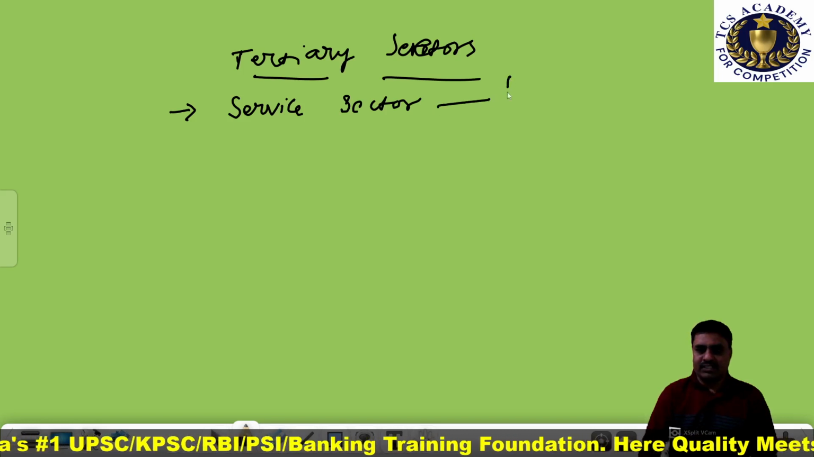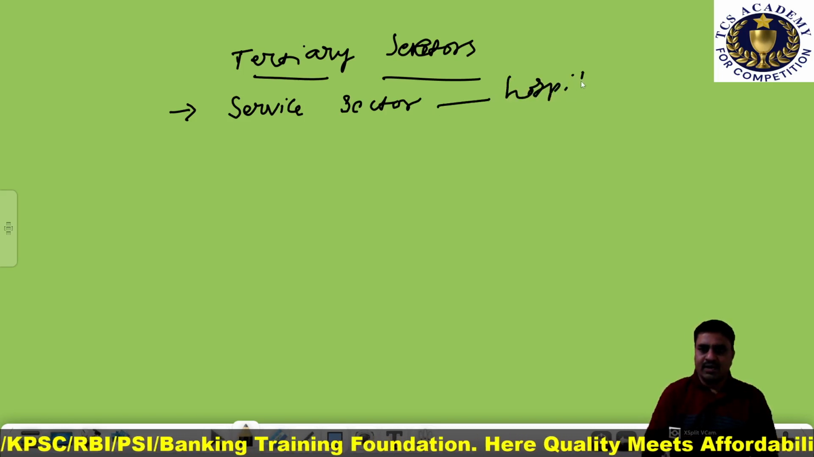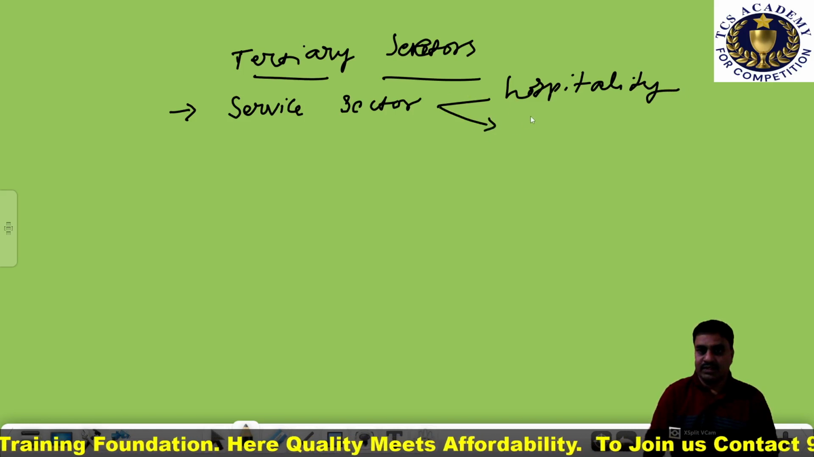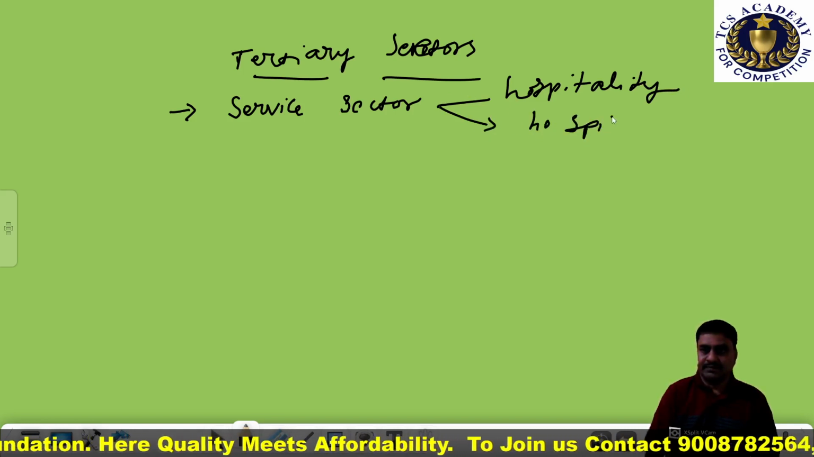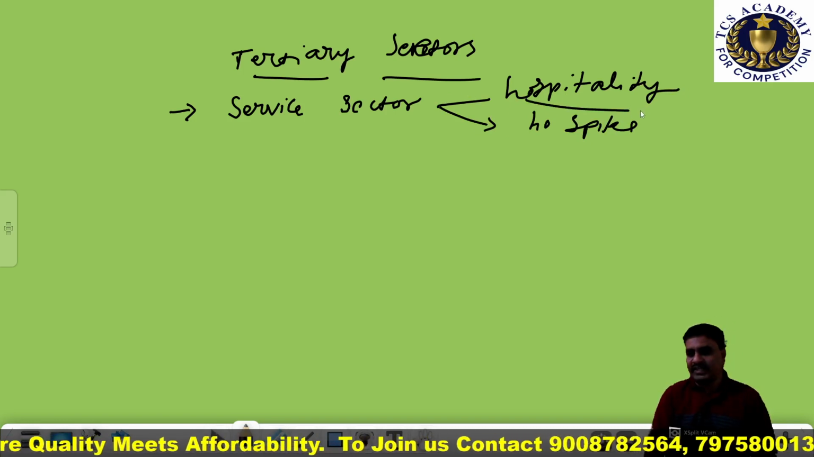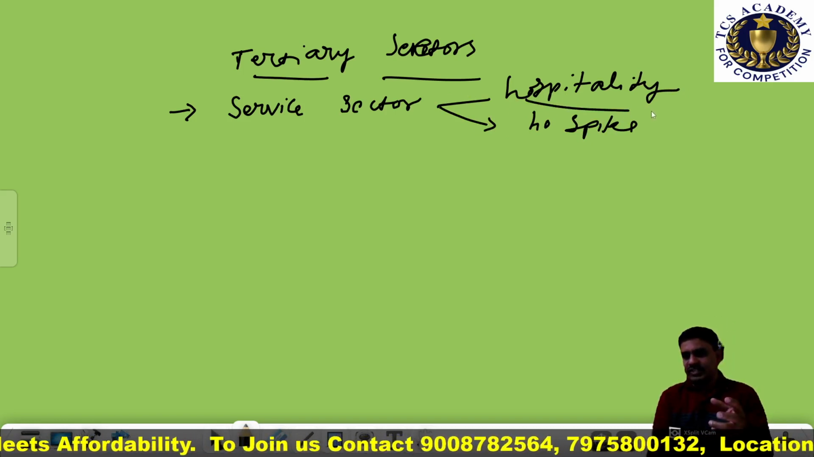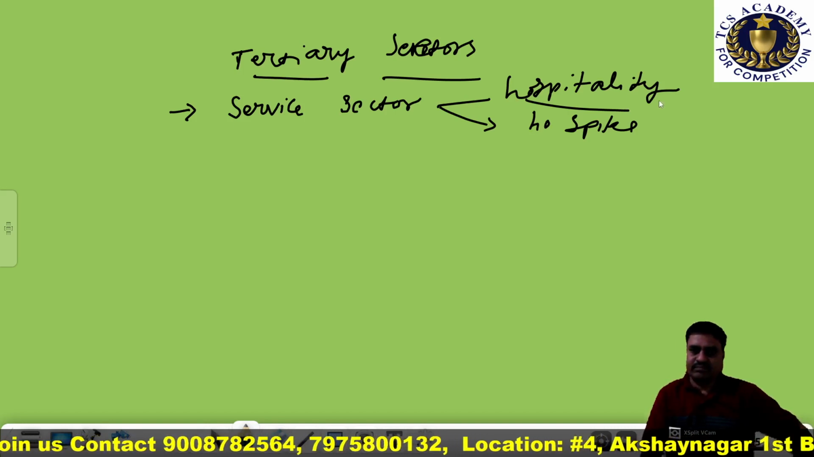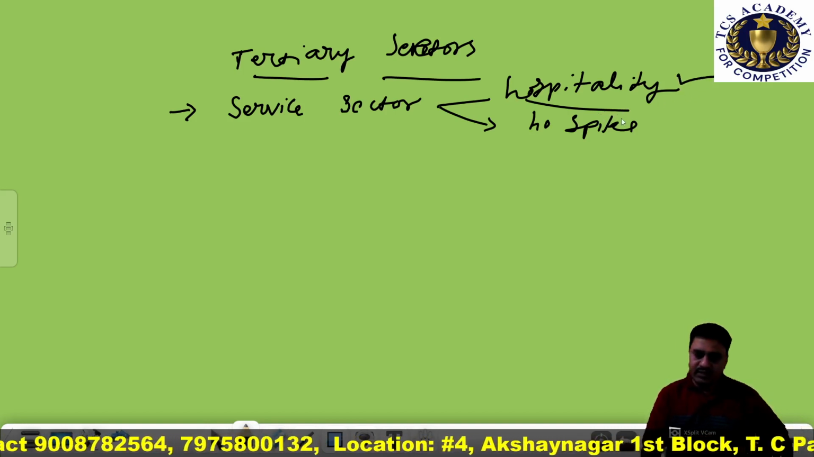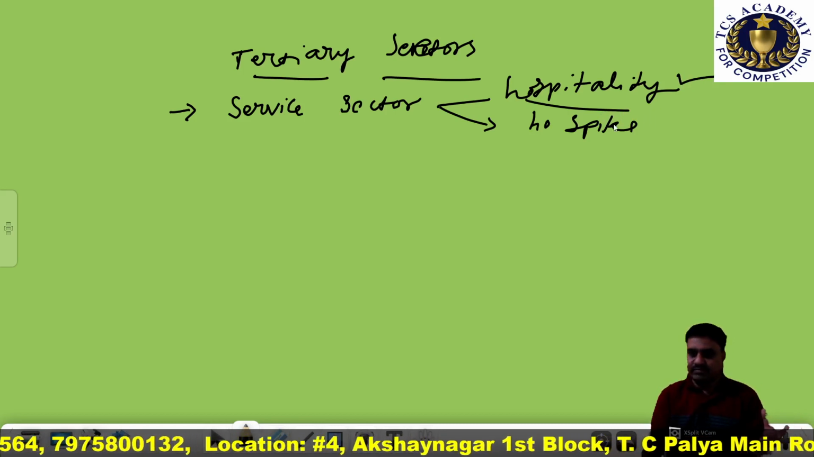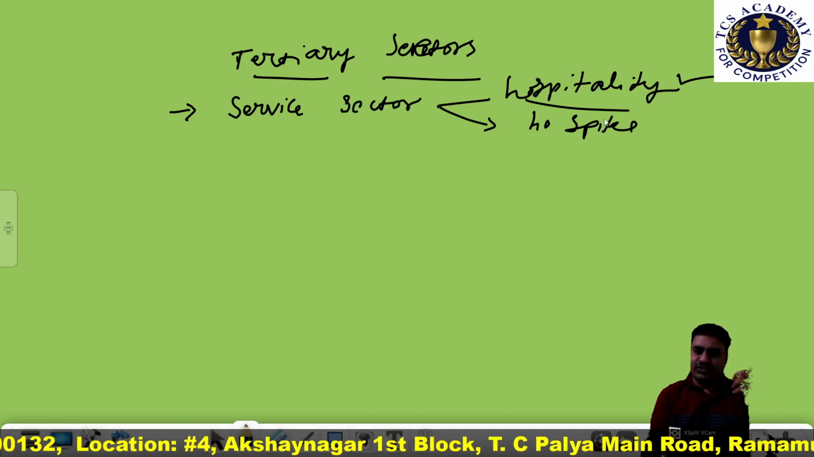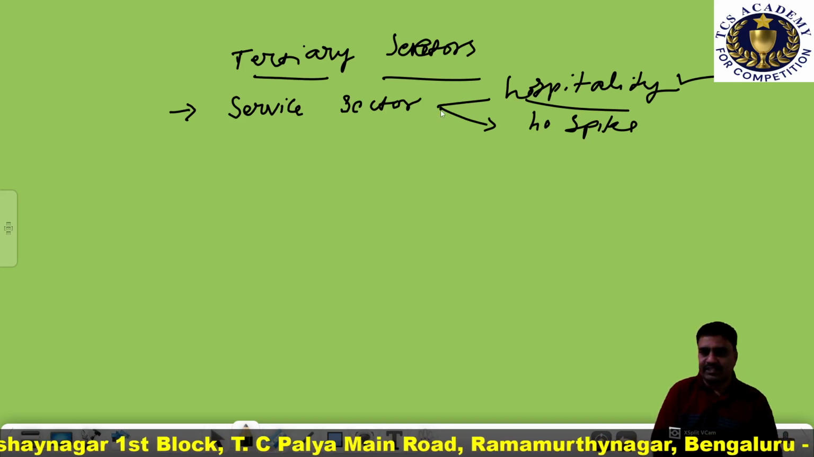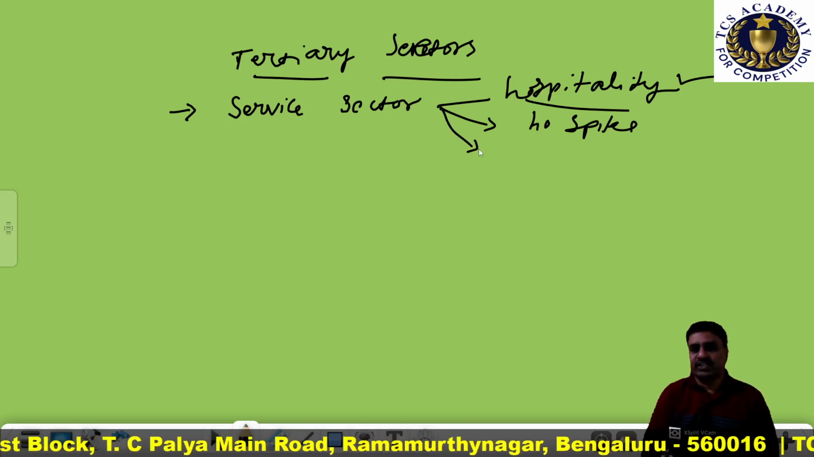So for example, the hospitality industry: restaurants, picnic spots and hotels all come under the hospitality industry. Hospitals and education, the medical field, trade and commerce, repair activities, and broadcasting. All such activities come under the tertiary sector, right?